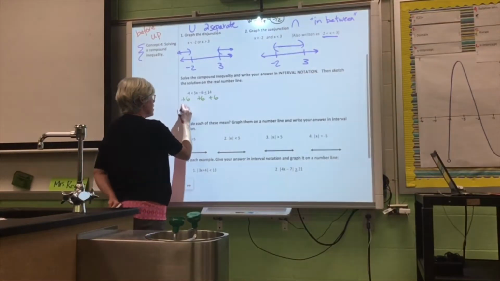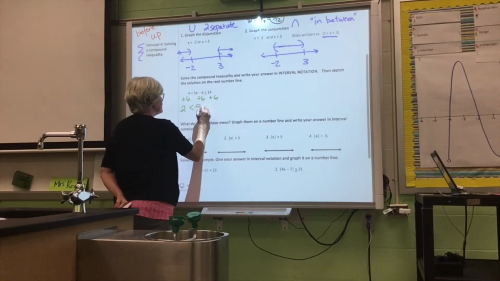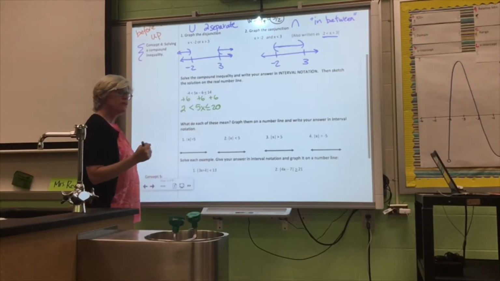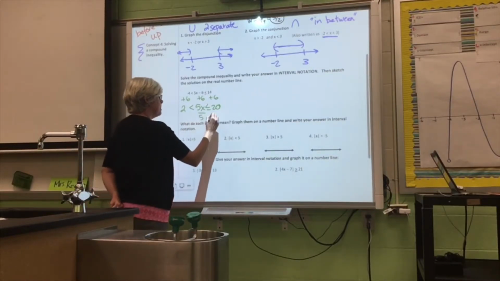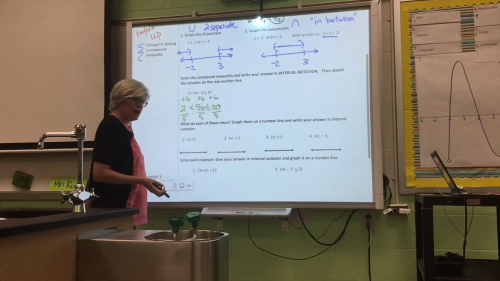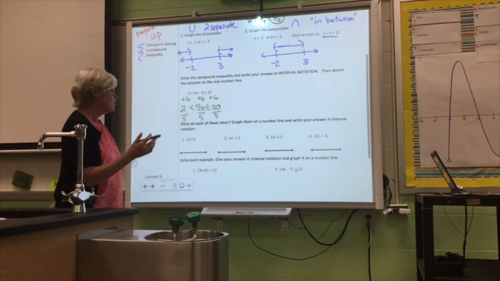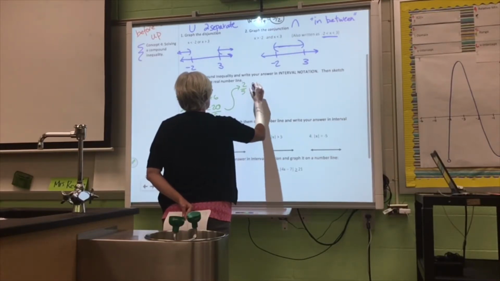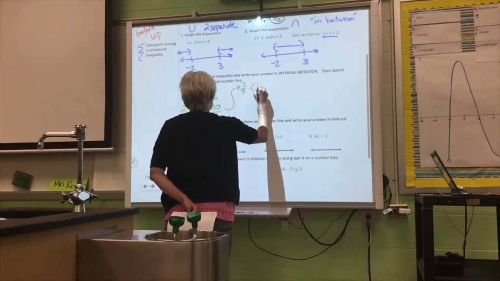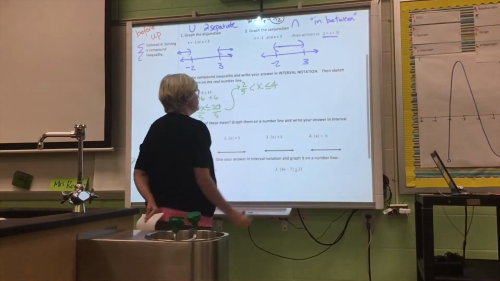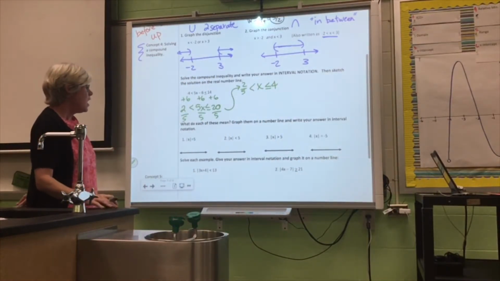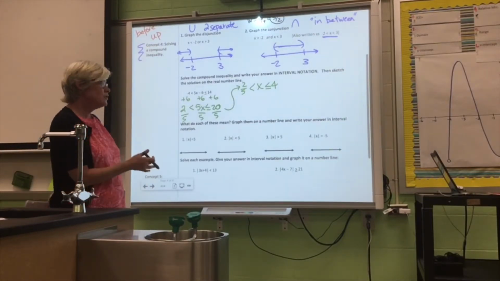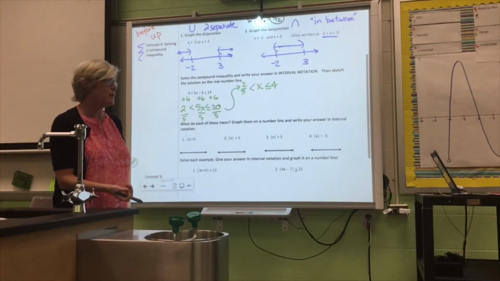This comes out to be a +2, 5x, and 20. We're going to divide by 5. When we divide, we have to divide all 3 parts. So I divide all 3 parts. I'm going to come up here because I'm out of space. And so 2/5 is less than x is less than or equal to 4. If you divide by a negative, you have to flip the signs. We didn't do that, but I'm just bringing it up that can happen.